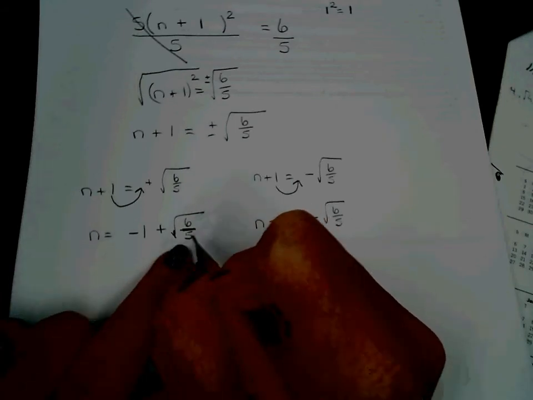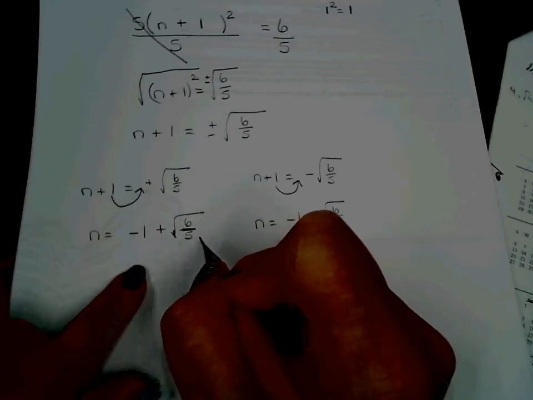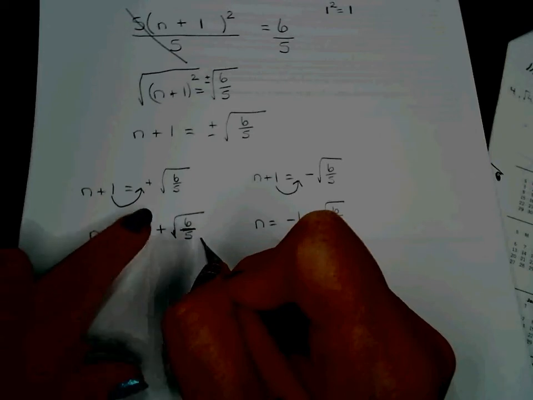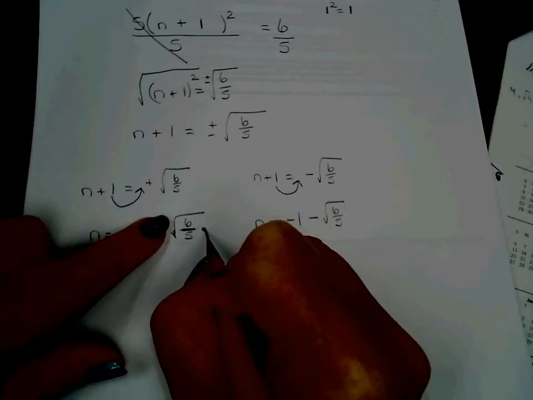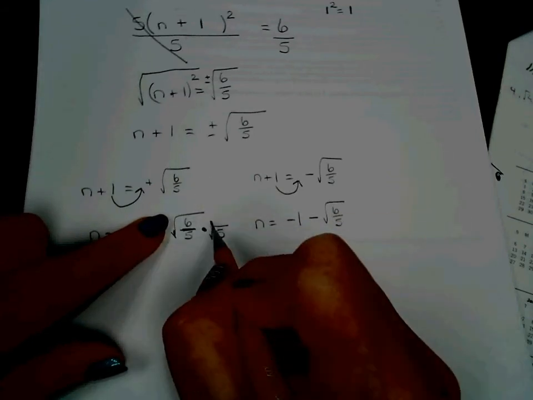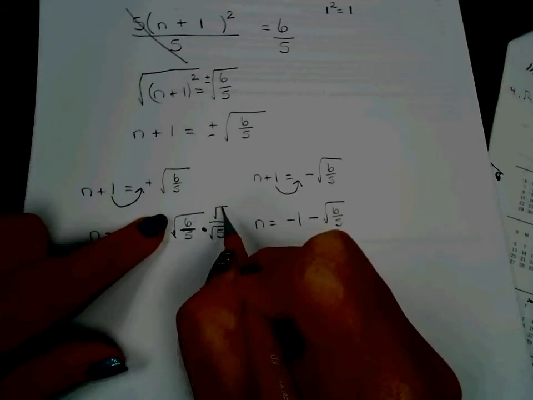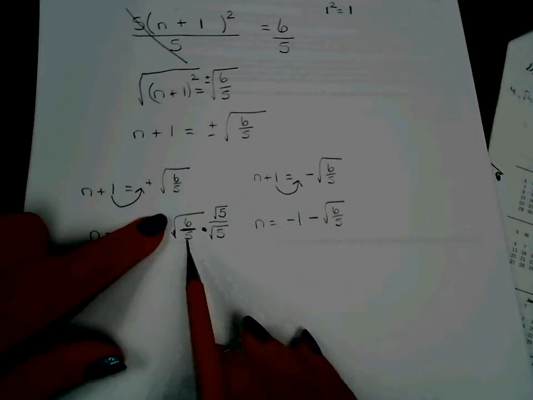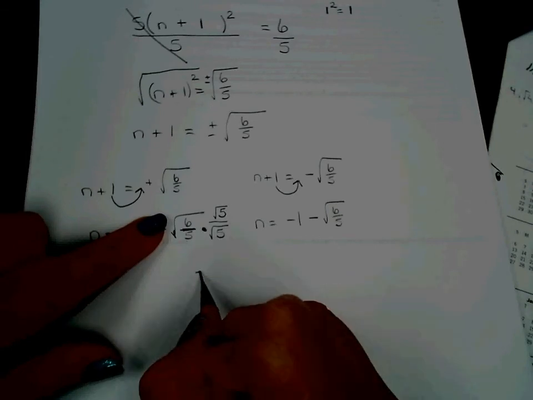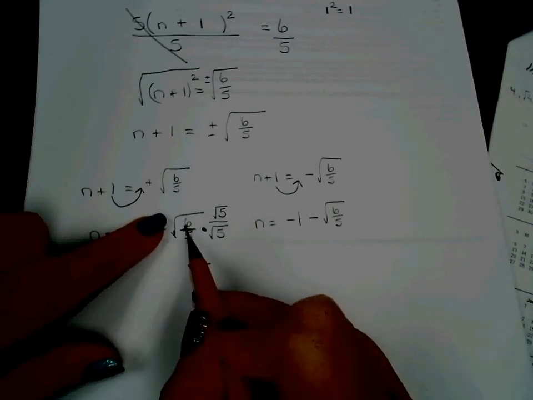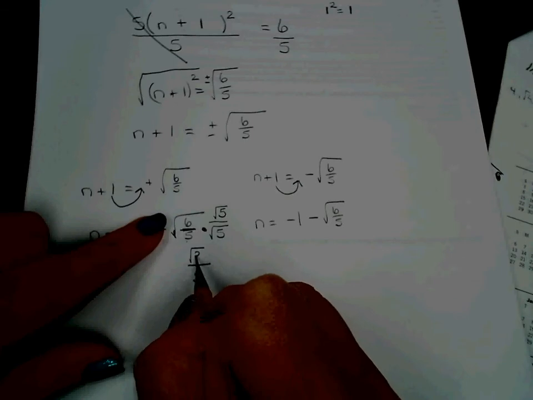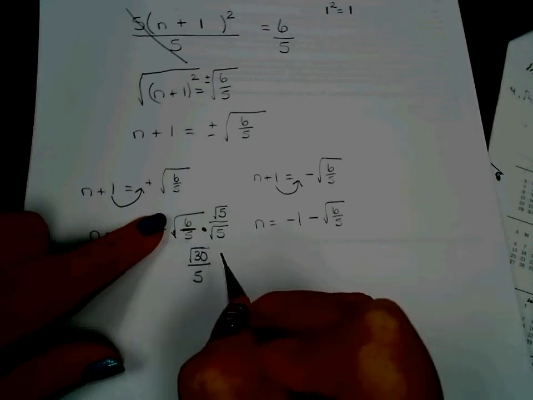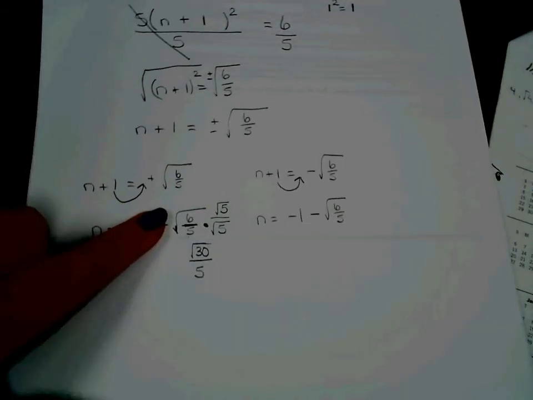So, to get rid of the square root in the denominator, I'm going to forget the negative 1 for just a minute. Okay. I multiply this by another square root of 5, and whatever I do on the bottom, I have to do on the top. The square root of 5 times the square root of 5 is 5. The square root of 6 times the square root of 5 is the square root of 30. And now I no longer have a square root in the bottom.